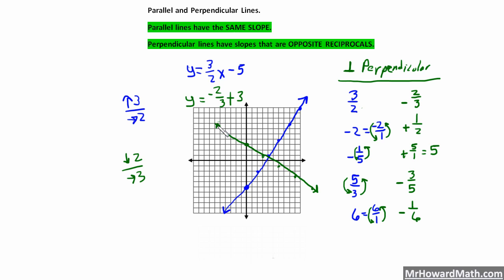Alright, so these two lines will be perpendicular. We were saying we have right angles here. That's the symbol for a right angle. Perfect plus. It's a perfect 90-degree angle between those two. Okay? Alright, let's look at some other example problems and the way that you would handle those.